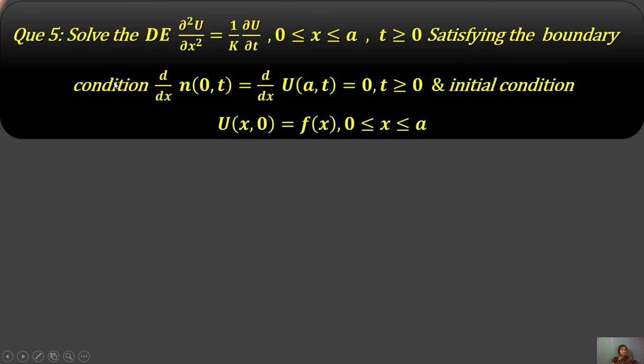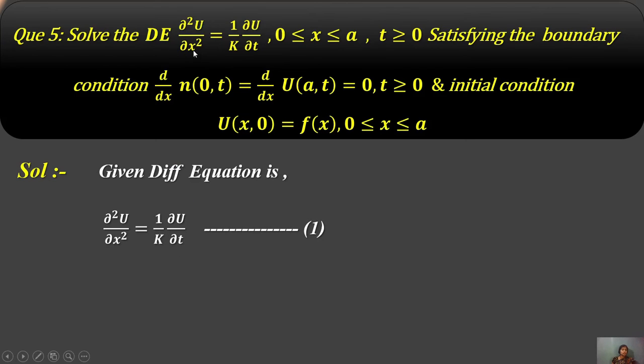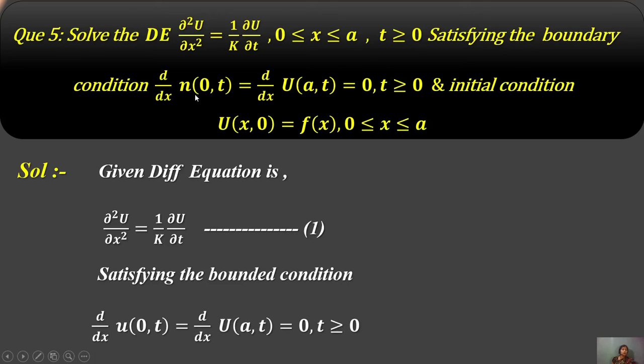Next question: solve the differential equation del square u upon del x square equals 1 by k del u upon del t. The same formula is given and the same conditions will be used, considering the previous formula. As a shortcut, the given differential equation is del square u upon del x square equals 1 by k del u upon del t, only the condition changes, satisfying the boundary condition given, that is d by dt of n 0 t equals d by dx of u a t equals 0, where t is always greater than 0.